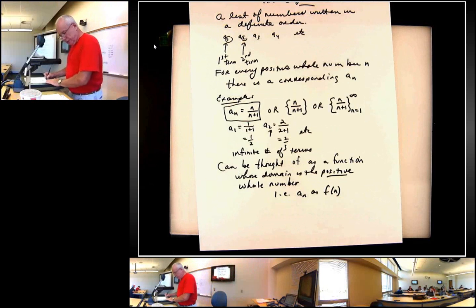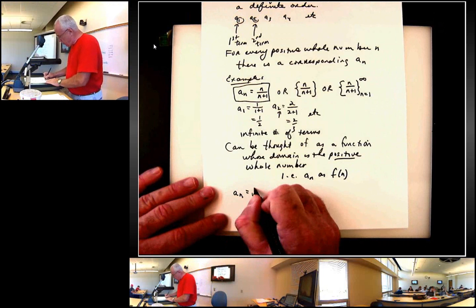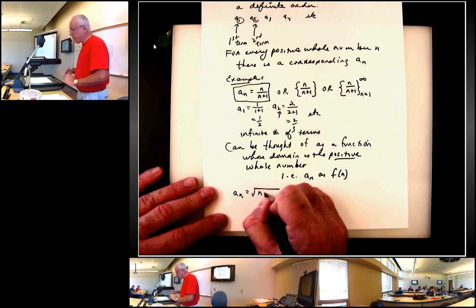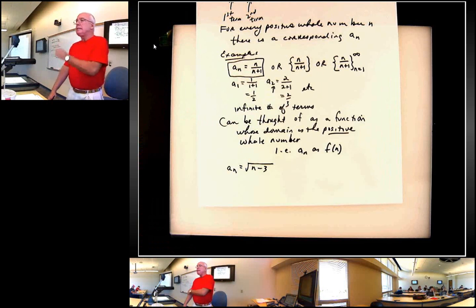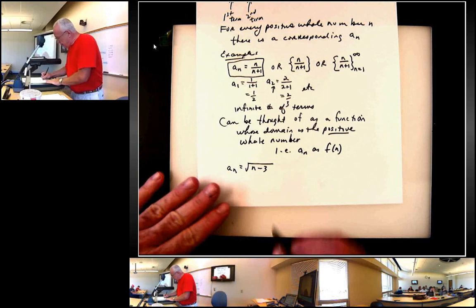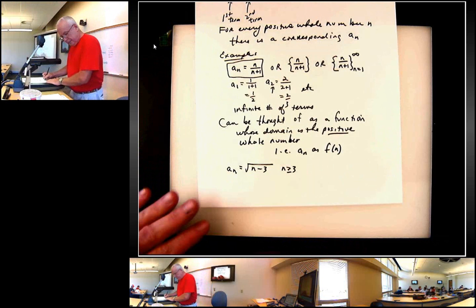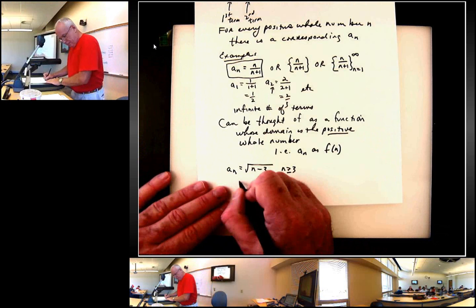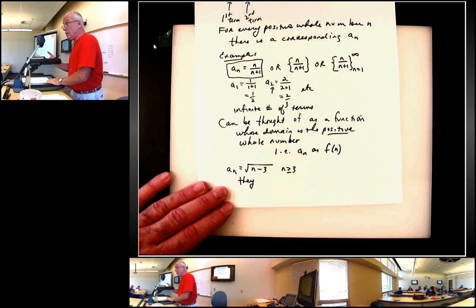Another example of a sequence would be something like a sub n equals the square root of n minus 3. Now, with this particular one, our whole number n is going to have to start at the number 3 because otherwise we'll have a negative value under the square root. So this is for n bigger than or equal to 3. The point is this, they don't always have to start at the number 1, okay?